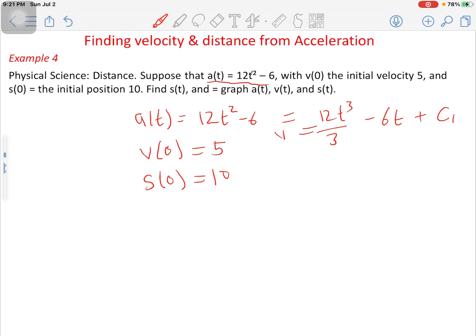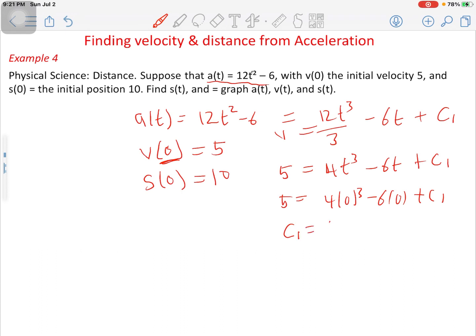Now they are telling us that our velocity function at v of 0 is 5. So we can say that 5 is equal to 12 divided by 3, which gives us 4t power 3 minus 6t plus c1. And for v of 0, wherever we see t, we plug in 0. So 5 equals 4 times 0 power 3 minus 6 times 0 plus c1. And at the end of the day, we get c1 equal to 5. So that is our arbitrary constant of integration for the first integral.